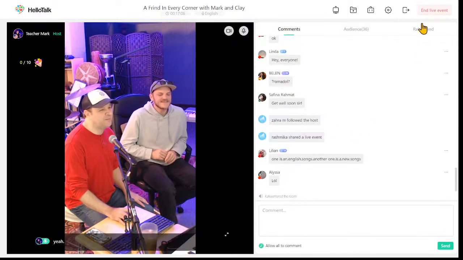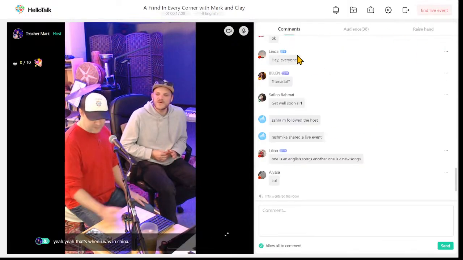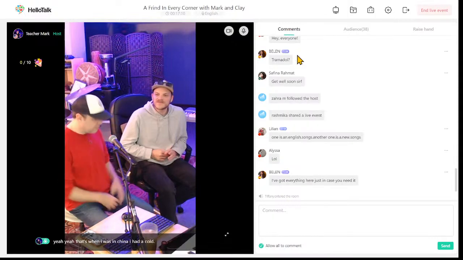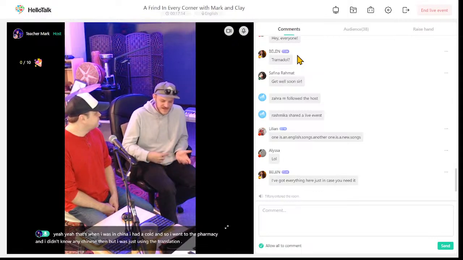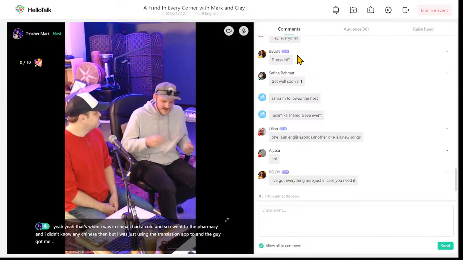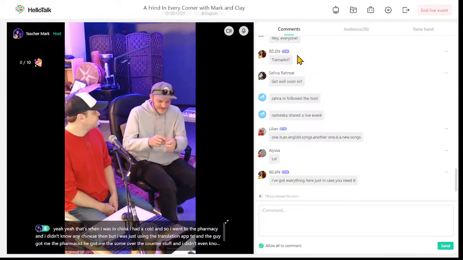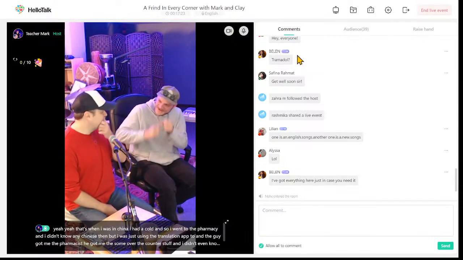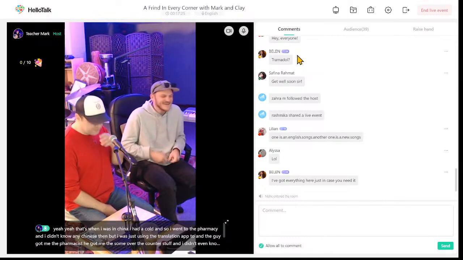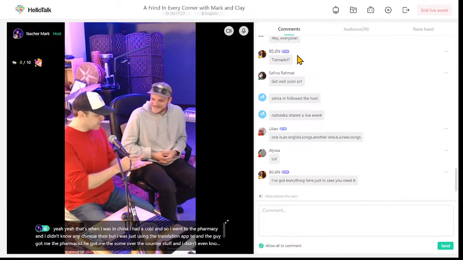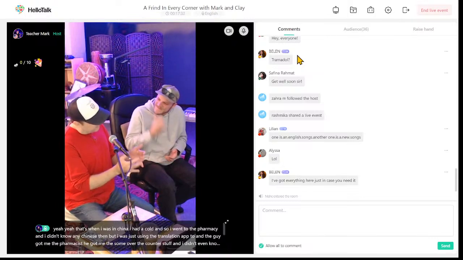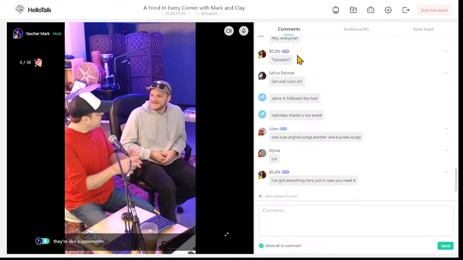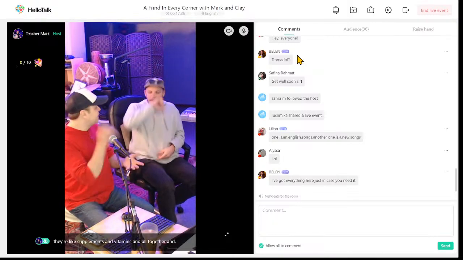When I was in China, I had a cold. So I went to the pharmacy, and I didn't know any Chinese then, but I was just using the translation app and the pharmacist got me some over the counter stuff, and I didn't even know what it was. It was these little bottles, these little jars, and you stick the straw in, and then you drink it. In Taiwan, they have these little packets of pills, like supplements and vitamins all together, and you're supposed to take the packet all together.